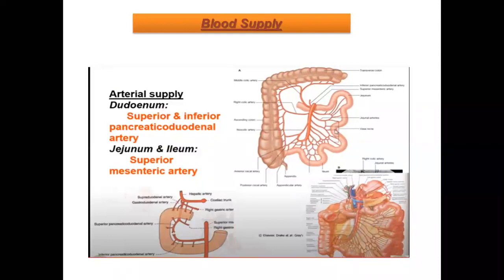Now coming to the blood supply of the duodenum, jejunum and ileum. The blood supply of the duodenum is a bit different from the jejunum and ileum. The duodenum is supplied by the superior and inferior pancreatoduodenal arteries. It's very beautiful that everything is so organized in our body, and each has its own importance. The jejunum and ileum are supplied by the superior mesenteric artery.